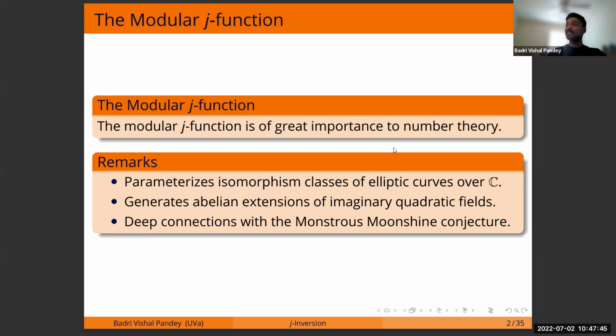And this observation was proved not long ago, I'm guessing like 20 years ago or so, by Richard Borcherds, which actually won him the Fields Medal. So these are a couple of remarks on why the modular J function is important.